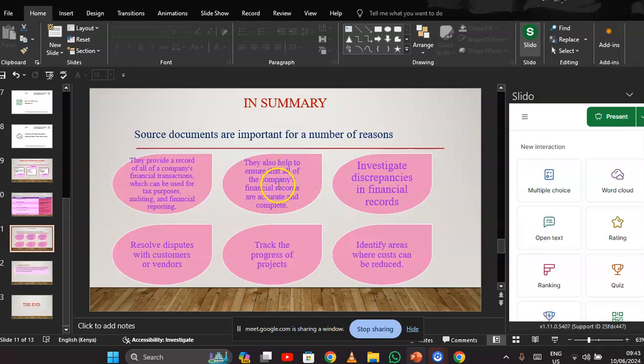By so doing, you can see that we have learned a lot on that topic. In summary, source documents are important. One, they provide a record of all the company's financial transactions. They also help to ensure that all the company's financial records are accurate, to investigate discrepancies in financial records, to resolve disputes, to track the progress of projects, and to identify areas where costs can be reduced.